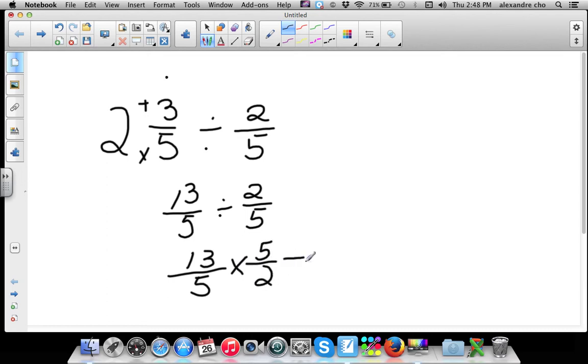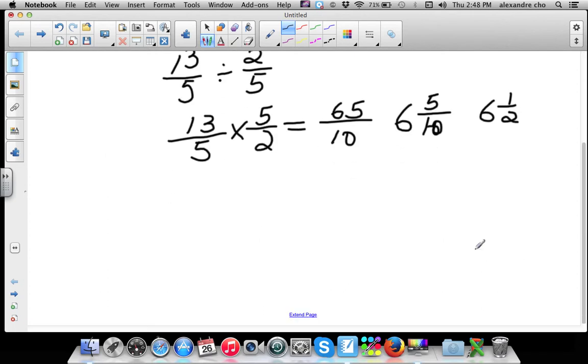If you multiply this, 5 times 13 is 65, and the bottom is 10, so 65/10. You're going to change this to a mixed number, so 10 goes into 65 six times, with 5 left over, and your answer is 6 and 5/10, or 6.5. So you can make 6.5 rabbit stews, which is actually pretty good.